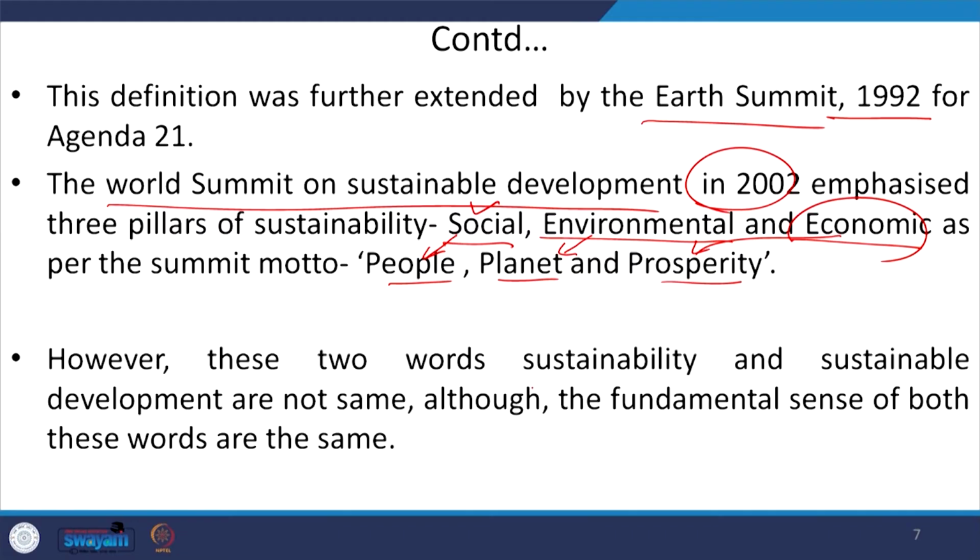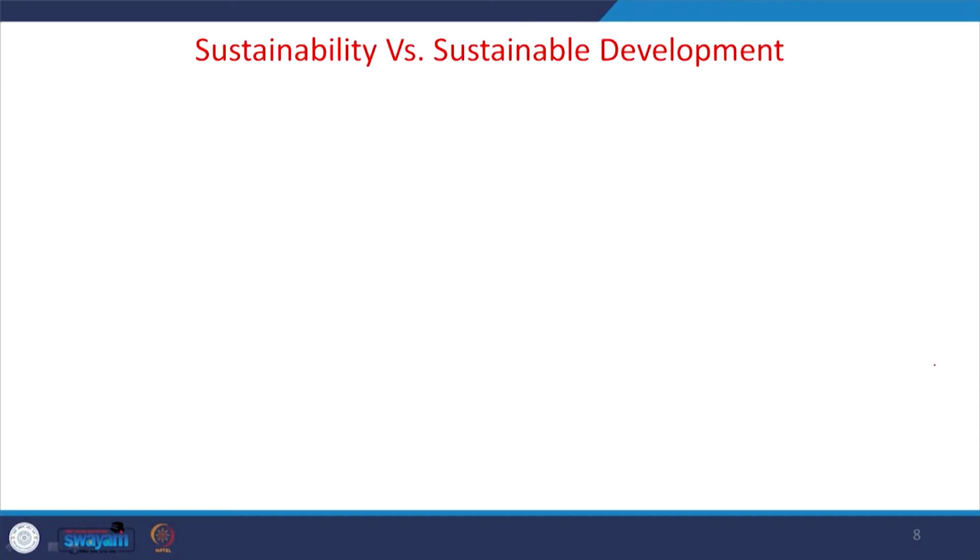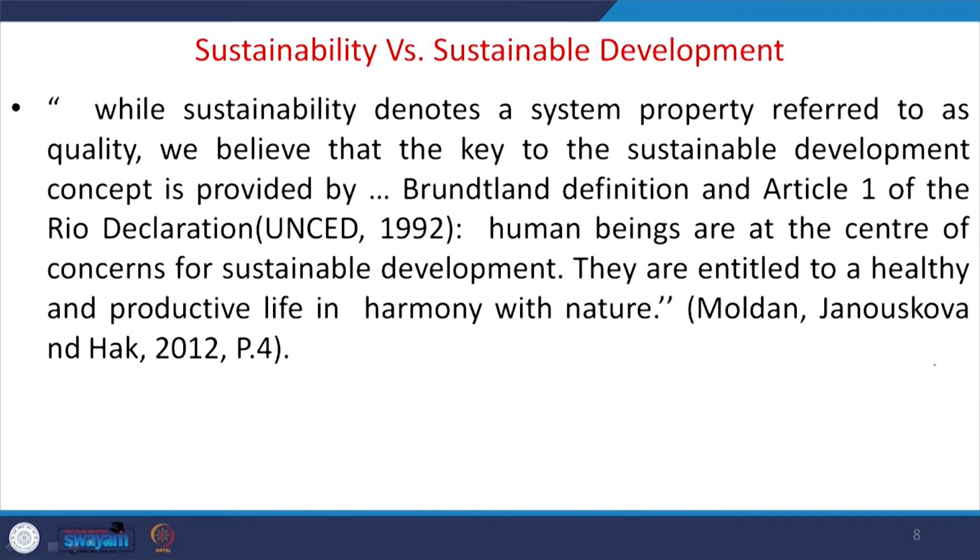However, these two words, sustainability and sustainable development, are not the same, although the fundamental backbone of these two words is the same. Then what is the difference? The difference is that when you are saying sustainability, it refers to a system's property, the characteristics of a system, that is the quality of a system itself.